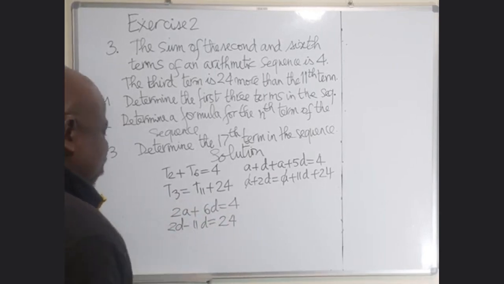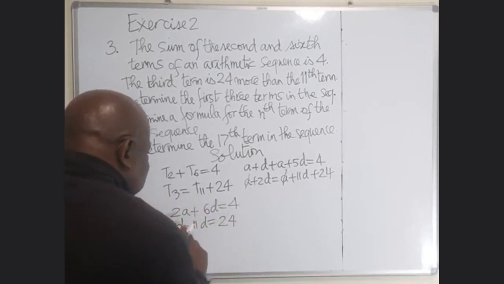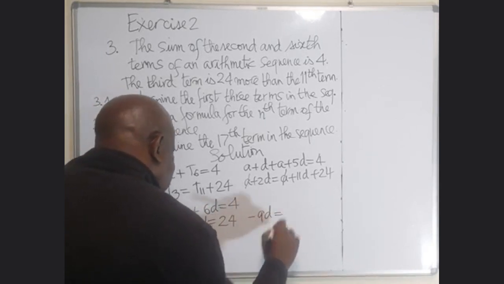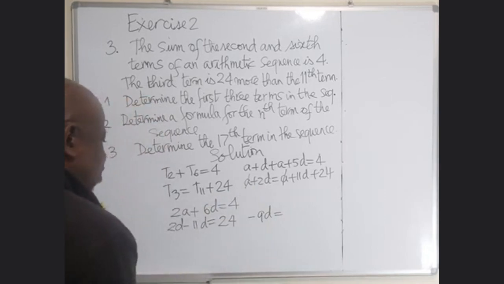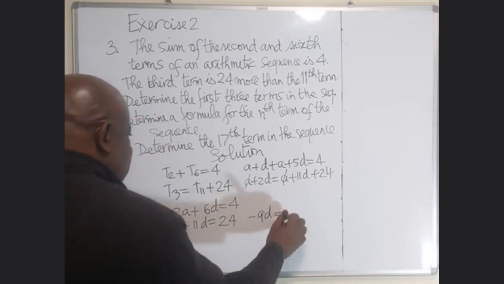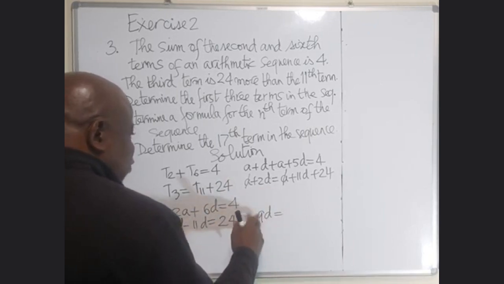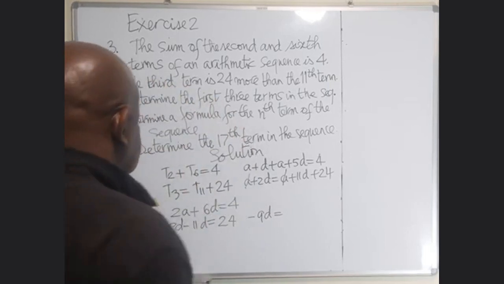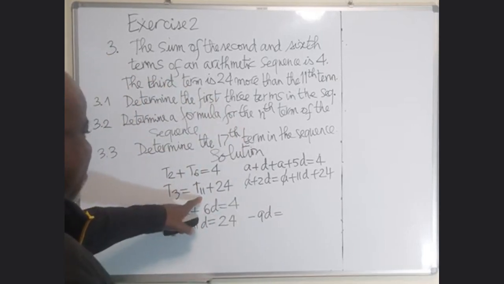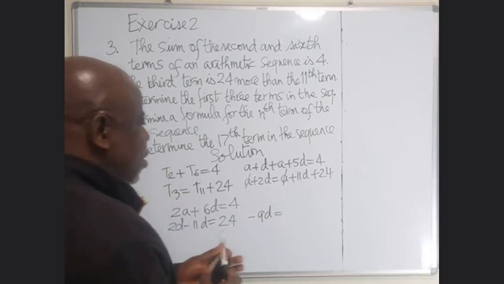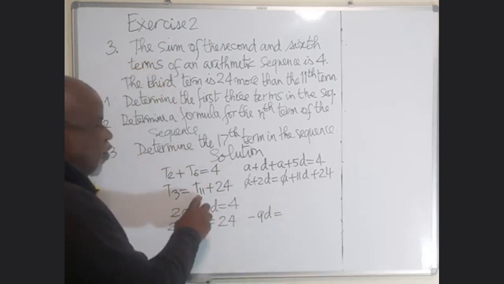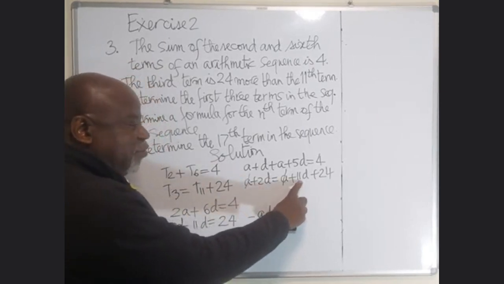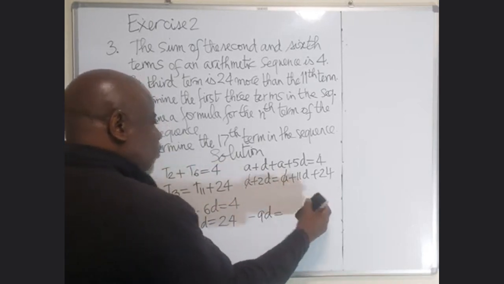So from here, we're going to get that 2D minus 11D, then we're getting minus 9D, and this is going to be 24. Let's see again. Yeah, there is a small mistake here. Here we're having T11, so we're going to have A plus 10D, not A plus 11D. So let's correct this mistake.